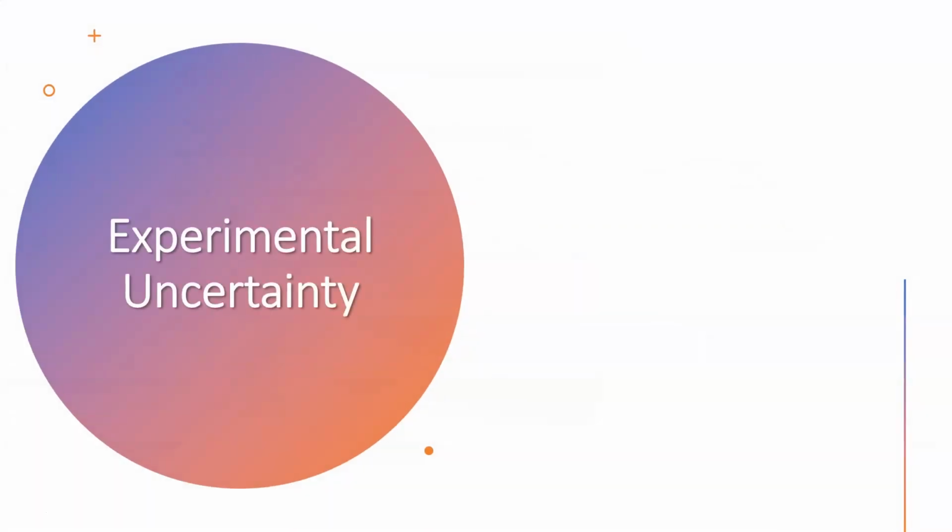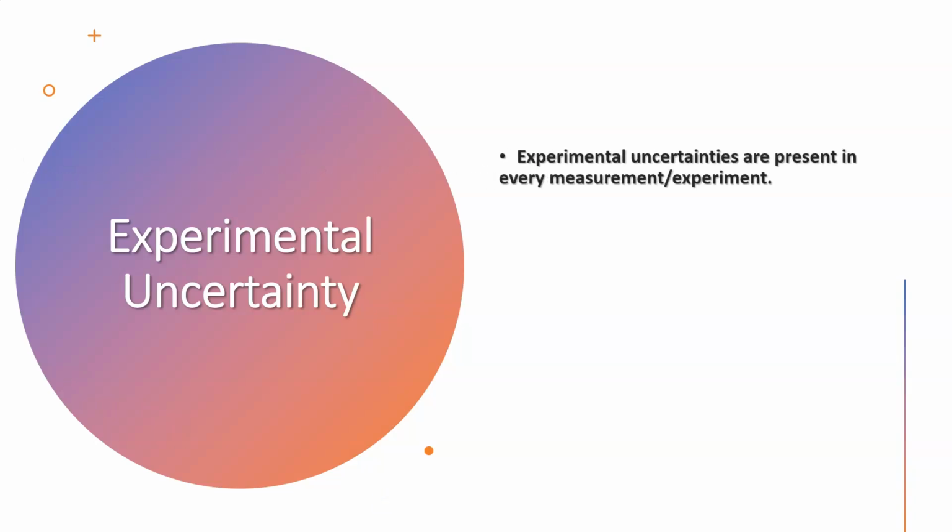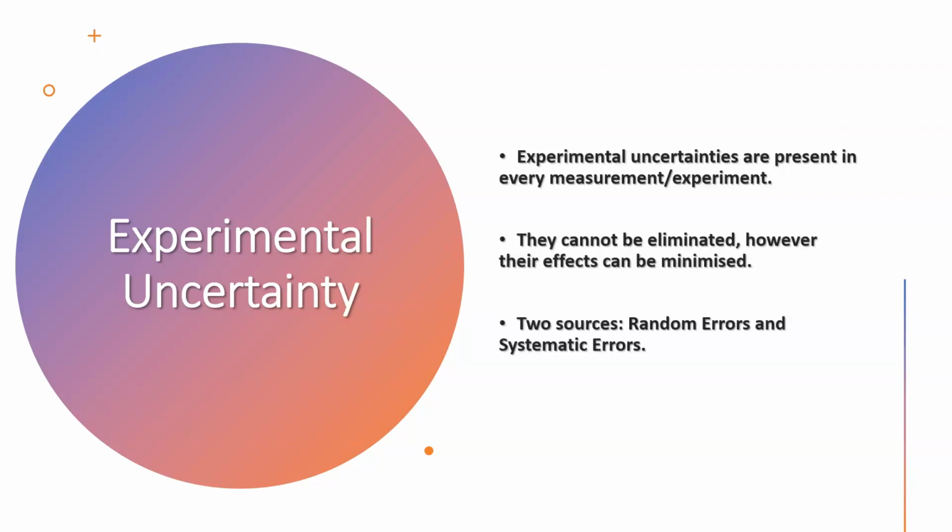We now move on to experimental uncertainty. Experimental uncertainties are present in every measurement and experiment. They cannot be eliminated, however, their effects can be minimized. Two sources of experimental uncertainty are random errors and systematic errors.